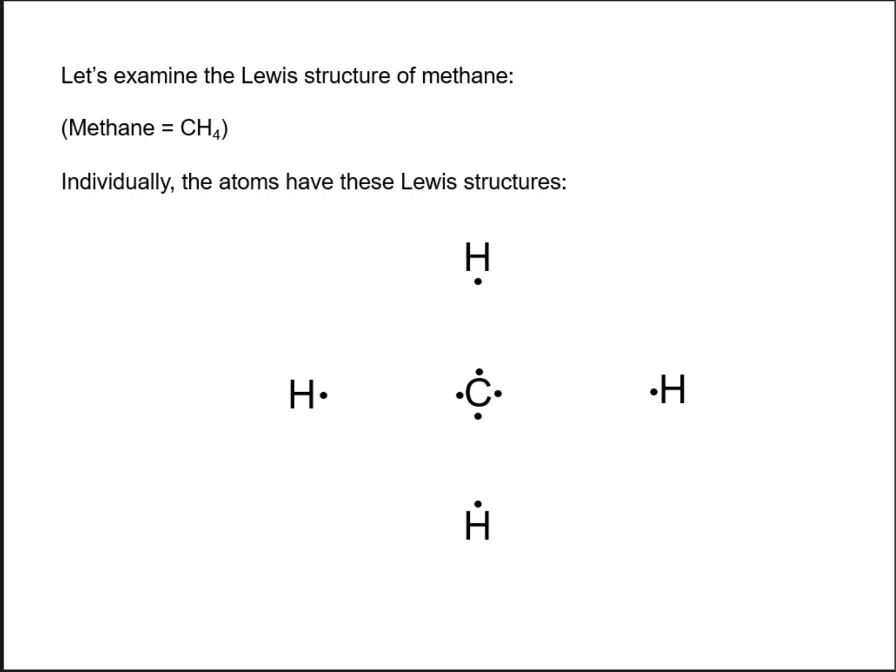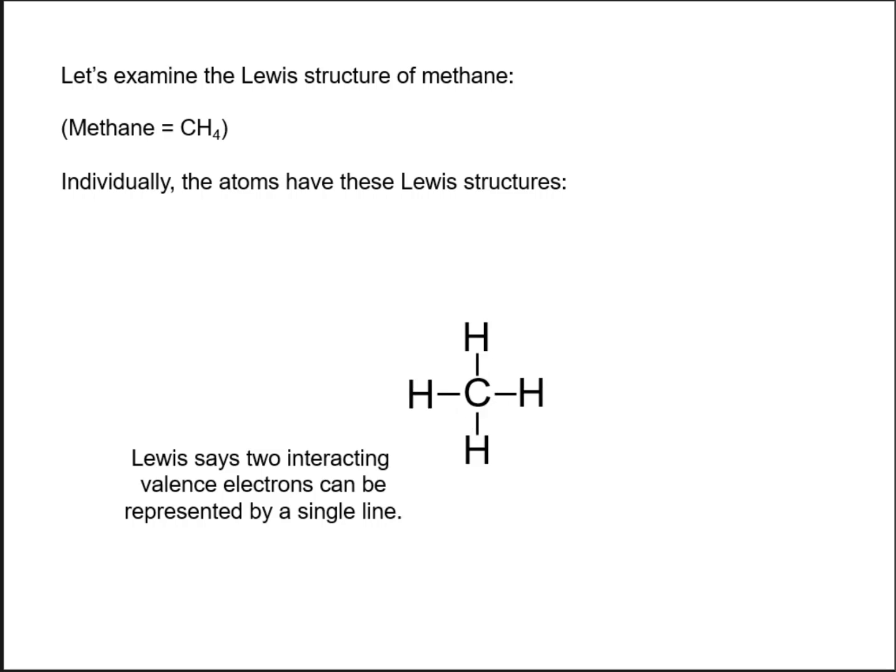So whenever it's covalent bonding, meaning that the bond is between 2 nonmetals, you're going to share the valence electrons. Now, carbon and hydrogen are going to share the valence electrons. And by sharing the valence electrons, CH4 is formed. Now, in the Lewis method, the interacting electrons, or the electrons that are being shared, are represented by a single line.